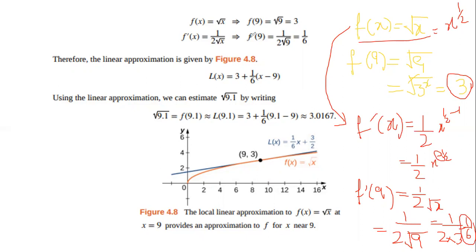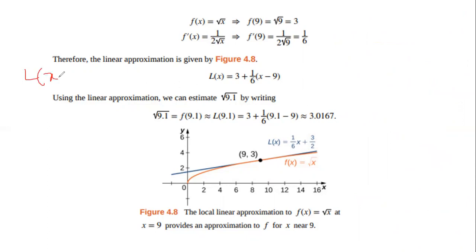So this is the value of f of 9 and this is f derivative of 9. Now my L of x equals f of 9 plus f derivative of 9 times x minus 9. So f of 9 is 3, it will be replaced as 3. This value is 1 upon 6, and this is x minus 9.